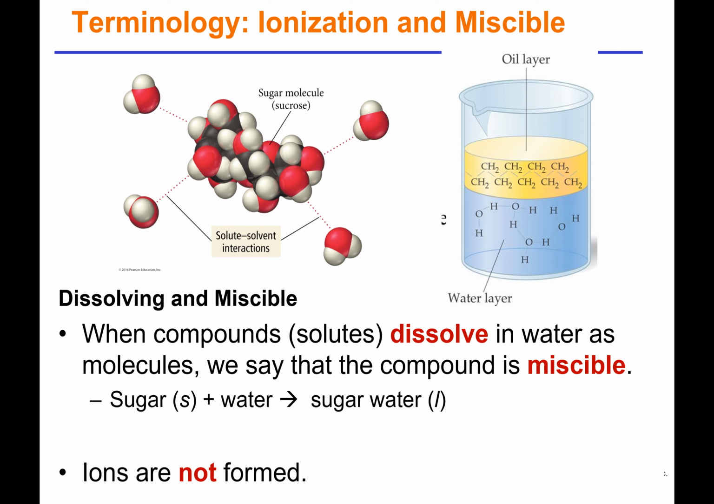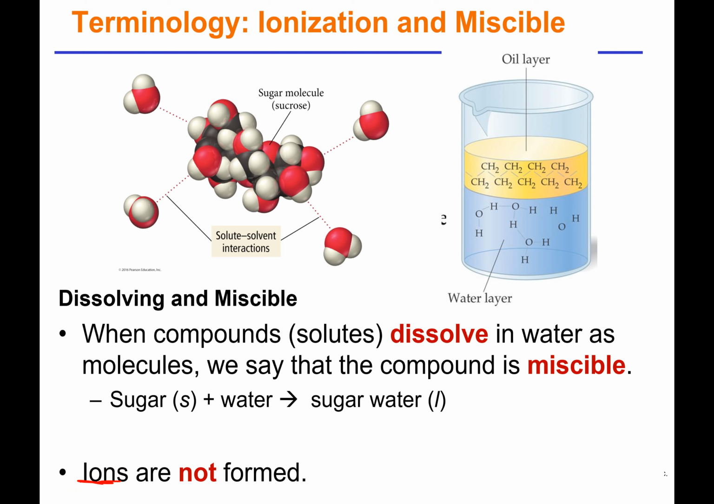Now, if we have a solute and a solvent that do mix, let's say an alcohol and water, the two liquids would be known as miscible. When compounds dissolve in water as molecules, we see that the compound is miscible. Generally we only apply this to liquids, but it's true for either solids or liquids. An example is sugar and water gives sugar water, of course. But notice the important thing here: ions are not formed.